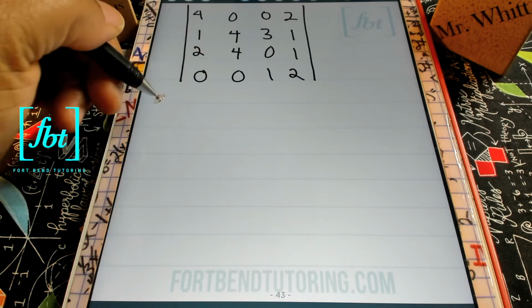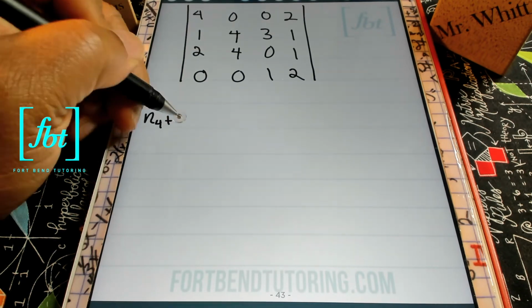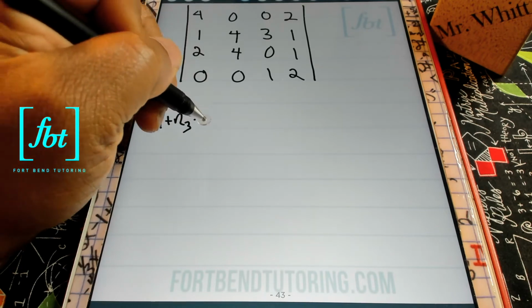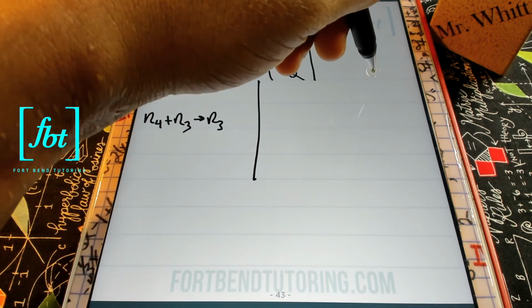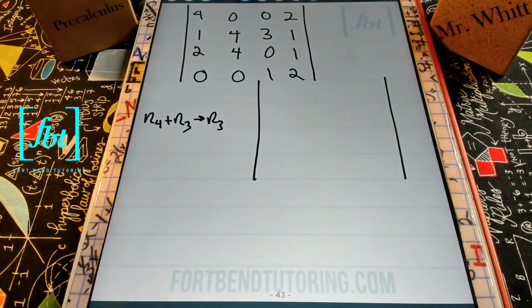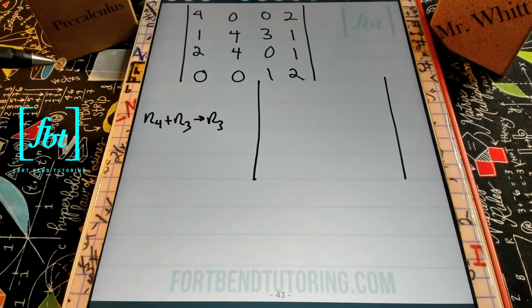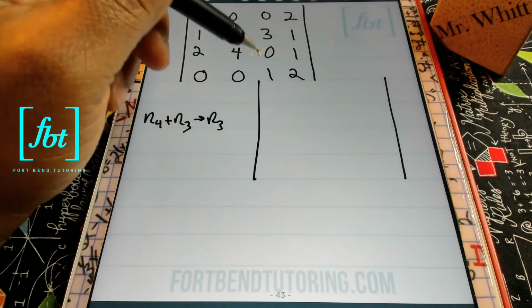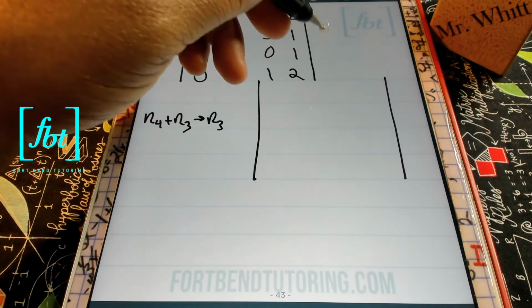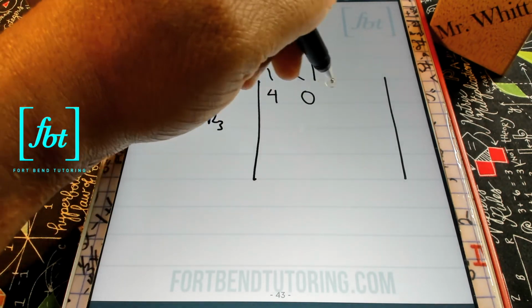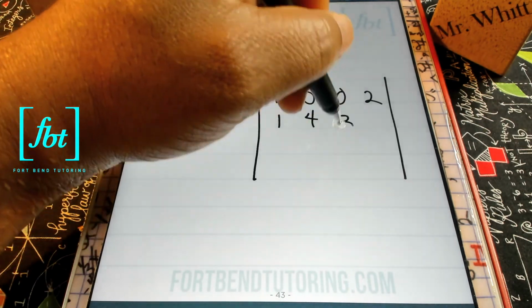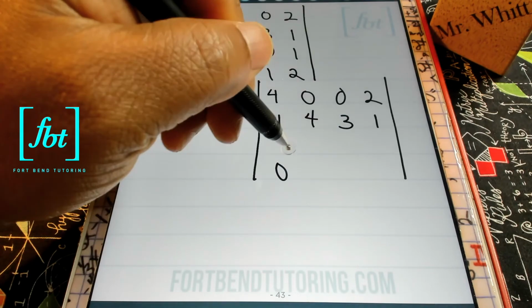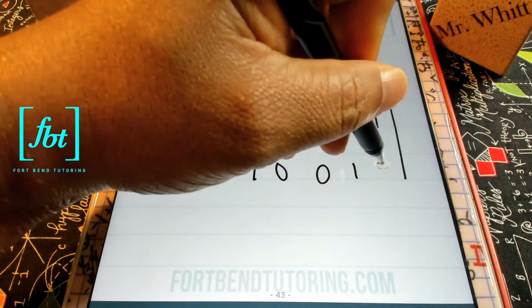My next row operation is to add row 4 plus row 3, putting the result in row 3. So let's hook that up right now. That means that only the third row is going to be changed. So bring down rows 1, 2, and 4 unchanged. So I'll have 4, 0, 0, 2, 1, 4, 3, 1, 0, 0, 1, 2.